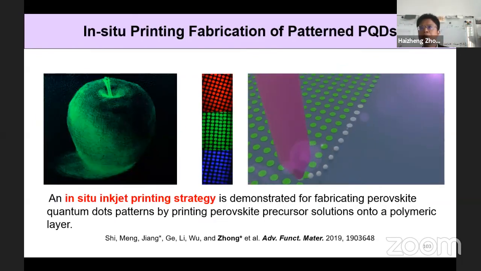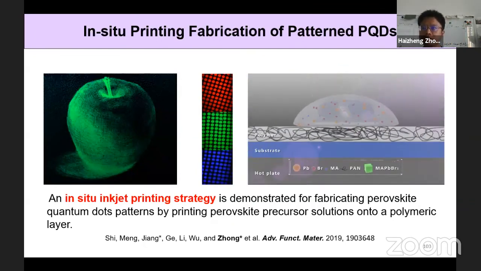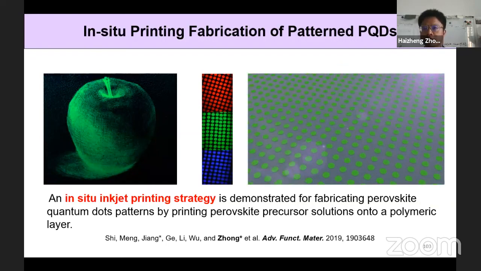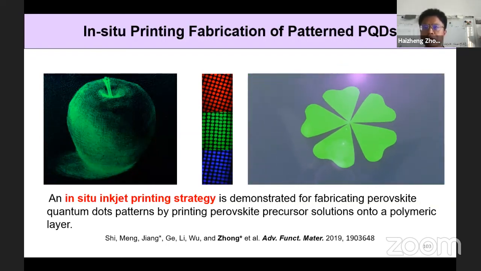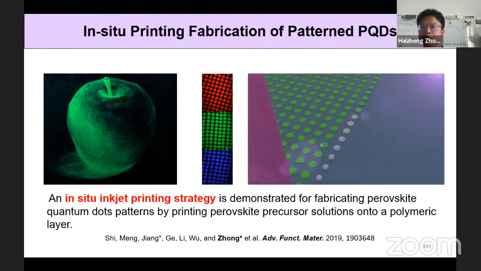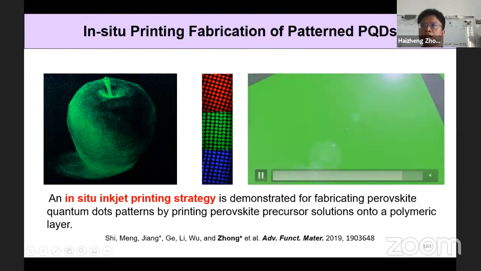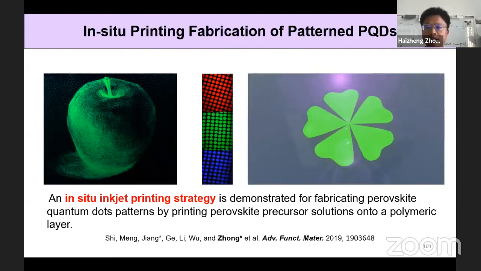By just printing the perovskite precursors onto polymer thin films, we developed in-situ printing fabrication of patterned PeLEDs. And this method is quite simple. We fabricate perovskite QD patterns by printing perovskite precursor solution onto a preformed polymer thin film. With drying, PeLEDs are formed in-situ as a pattern.